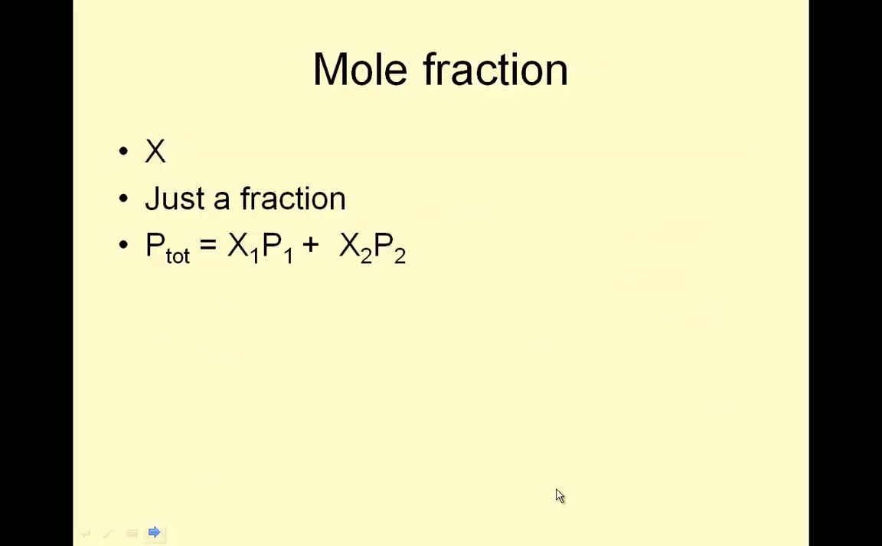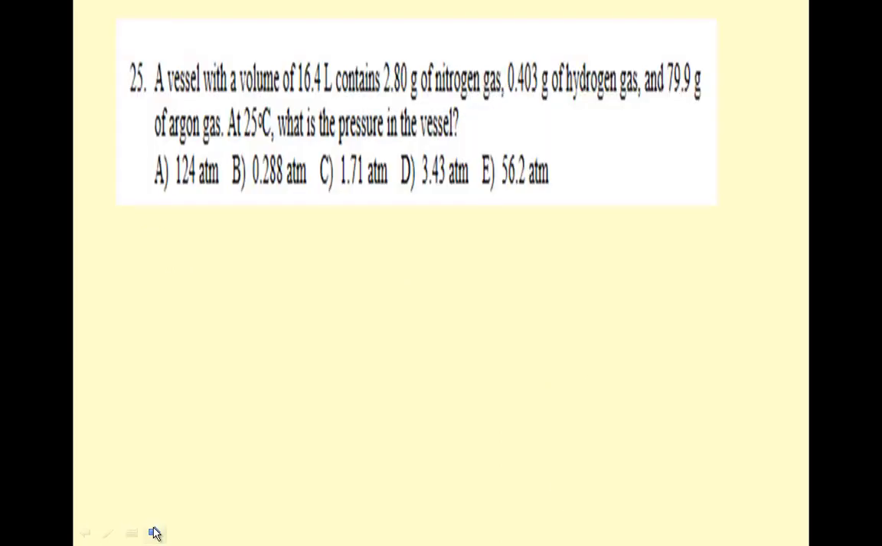Okay. Mole fraction is just a fraction. So P total equals mole fraction 1 times P1, plus mole fraction 2 times P2. So this gives you the ratio. So notice how if I have gases, this is just the fraction that goes with each. Maybe you have a problem? A vessel with a volume of 16.4 liters contains 2.80 grams of nitrogen, 0.403 grams of hydrogen, 79.9 grams of argon. What is the pressure?